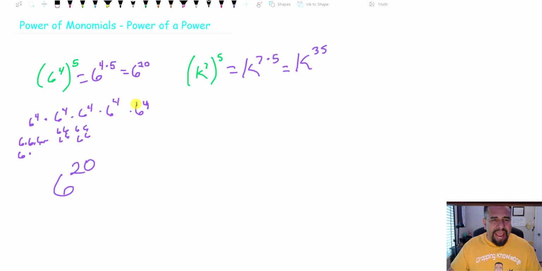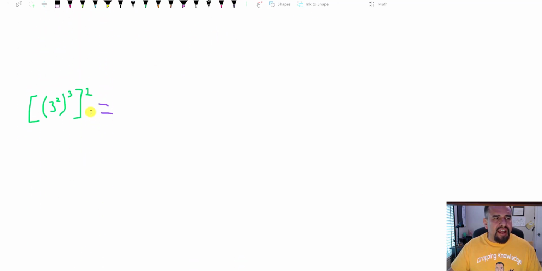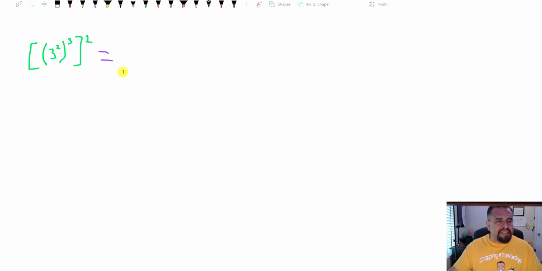But if we follow the pattern from here, 7 times 5, 4 times 5, well, let me continue the pattern. All that means is that I got to multiply the 2 times the 3 times the 2. And that's going to be 6 times 2, which is 12. So we got 3 to the power of 12, right? Because 2 times 3 is 6, and 6 times 2 is 12. Once again, to get the final answer, just put 3 to the power of 12 in your calculator, and you'll get your final answer.